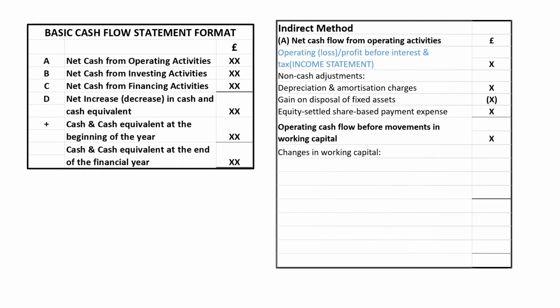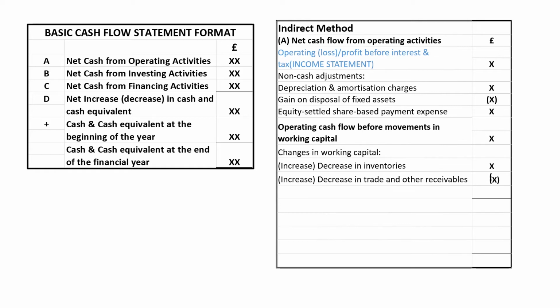Next, we consider the changes in working capital. This could involve either an increase or decrease in inventories. Here, we appear to have a decrease in inventories, which means that the closing inventory was less than the opening inventory, and therefore that has a positive cash flow effect or inflow of cash.